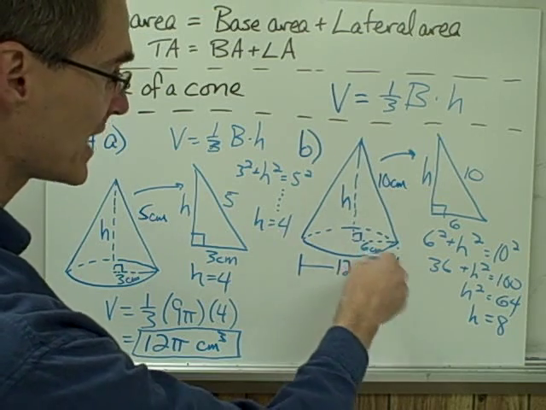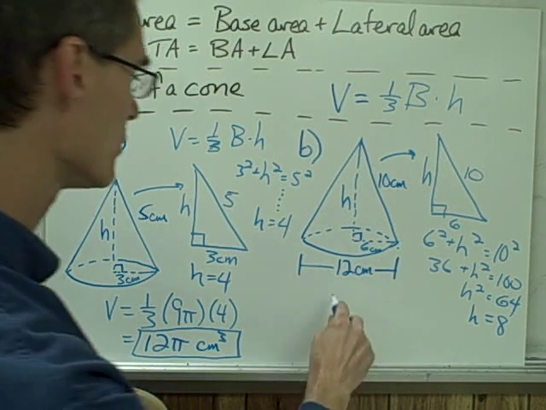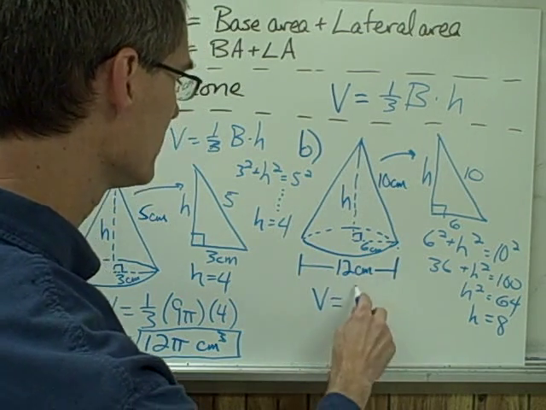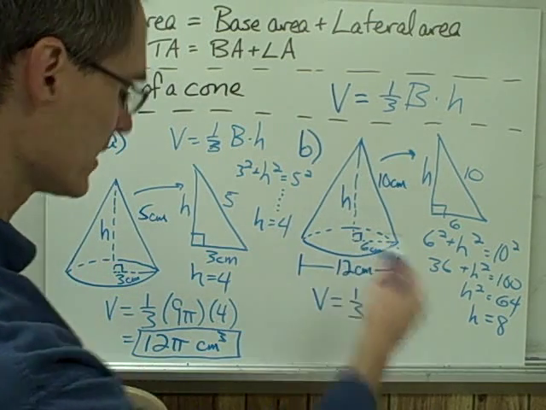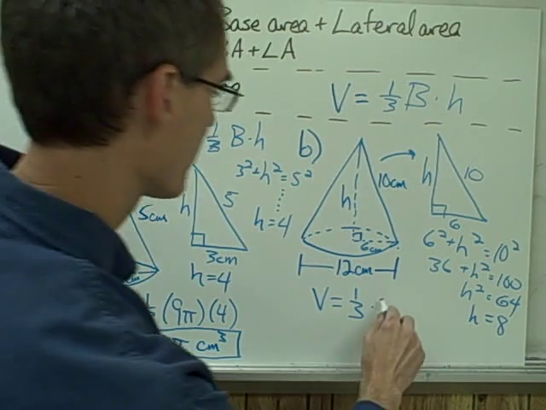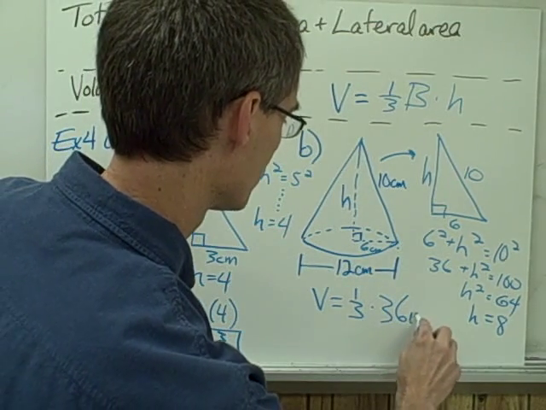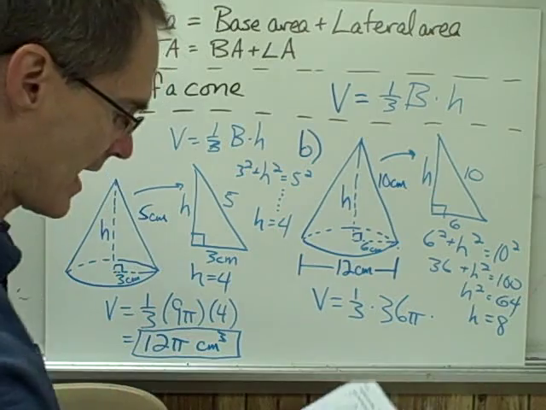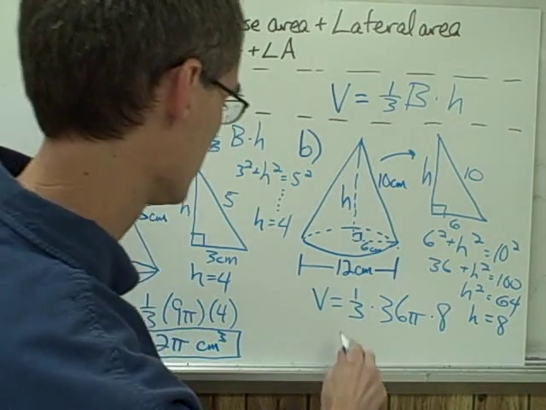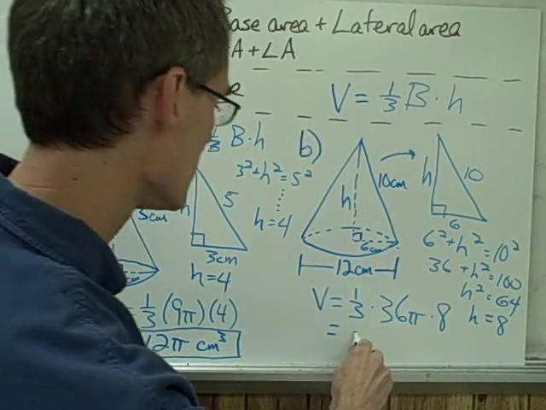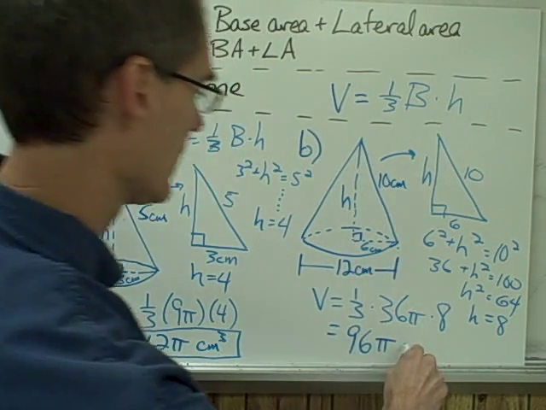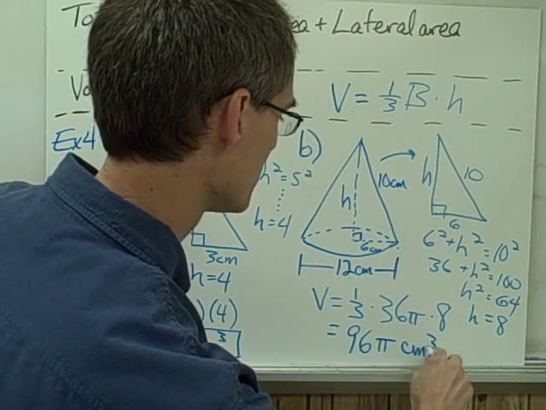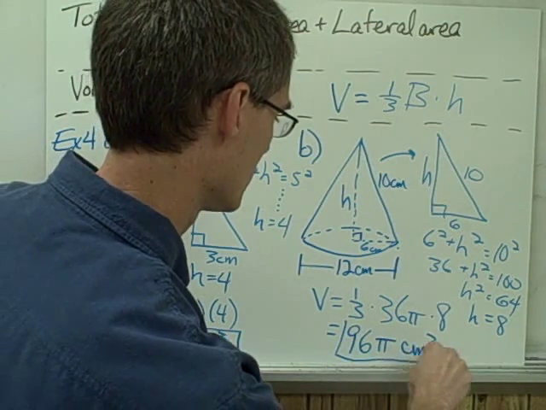Now I know my height. I know the area of my base because I calculated it back in example number 1, so I can calculate my volume, 1/3 times the area of my base. The area of my base was 36 pi, times my height, which is 8, and that gives me 96 pi, and again I'm in centimeters, so centimeters cubed.